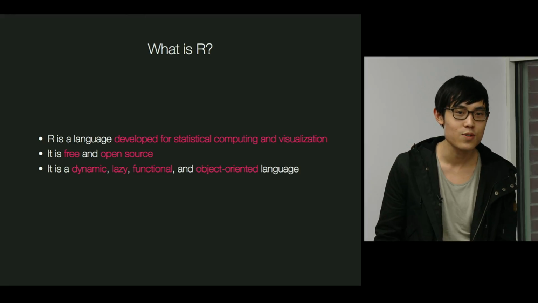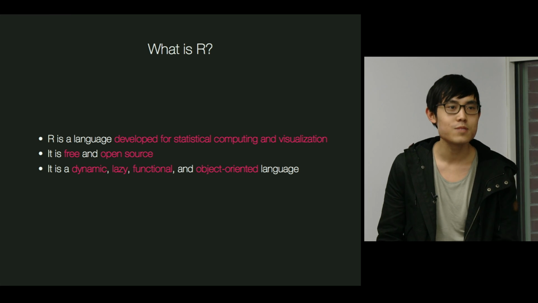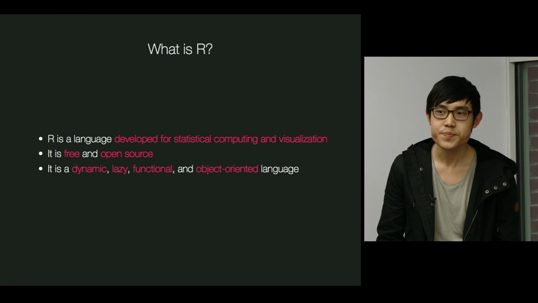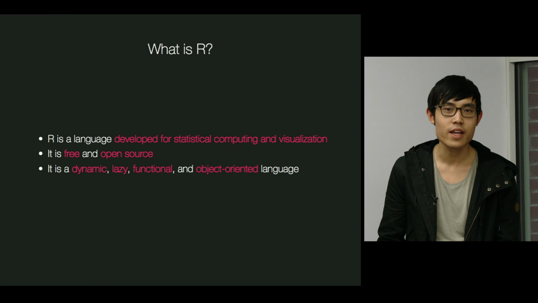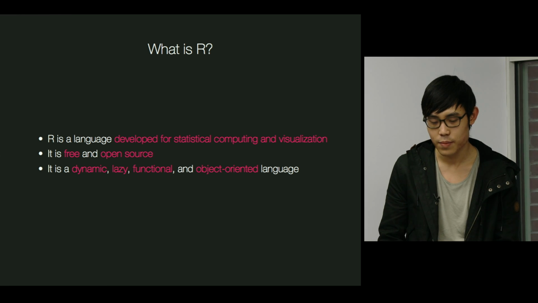And here are a bunch of keywords to throw at you. It's dynamic, meaning if you have a specific type assigned to an object, then it'll just change it on the fly. It's lazy, so it's smart about how it does calculations. Functional, meaning it can really operate based off of functions. So any sort of manipulation you're doing will be based off functions.